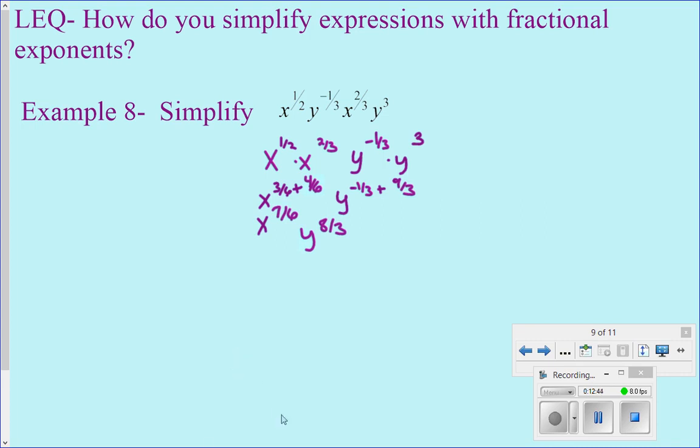And I just need to figure out if I need any domain restrictions. At one point in the problem, we had y to a negative exponent, which means y would have been in the denominator, which means y cannot equal 0. X, I don't need to restrict that. It was never a variable in the denominator. And that's my answer.